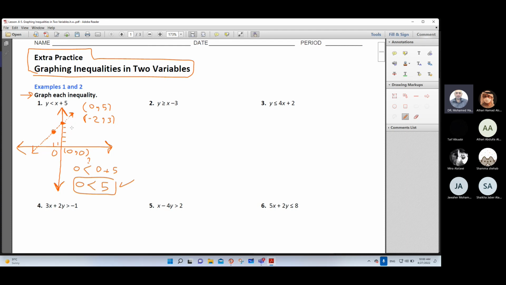This means the area of the solution will be here, under the line. So we can shade this area. This is the area of the solution, the closed half, and here this is the open half. This area doesn't have any solution for this inequality, and this area has the solution. Who has any question about exercise number 1?